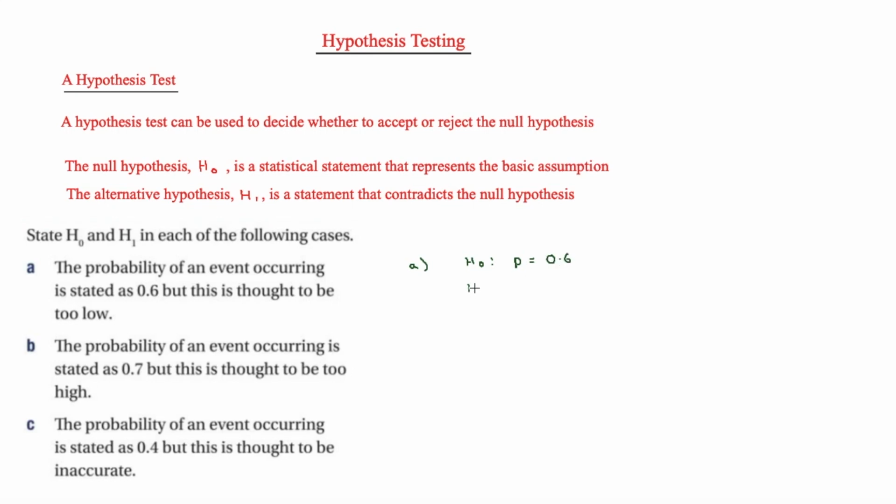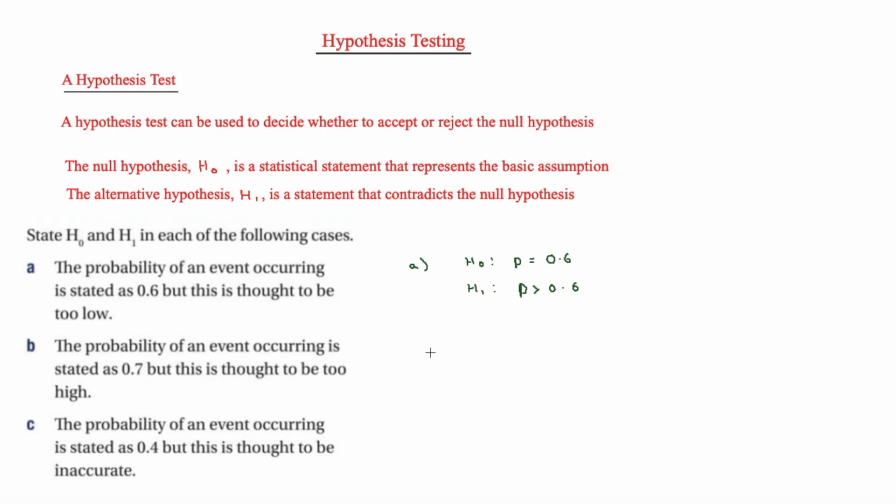Then H1, in this case, as it's too low, P is going to be more than 0.6. And this is because they think that 0.6 is too low, so this is contradicting it. It's going to say, well, it's going to be more than 0.6. 0.6 is too low, it has to be more.